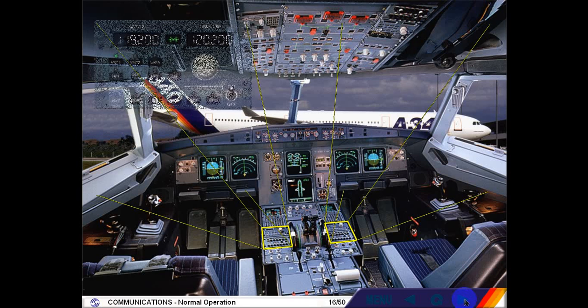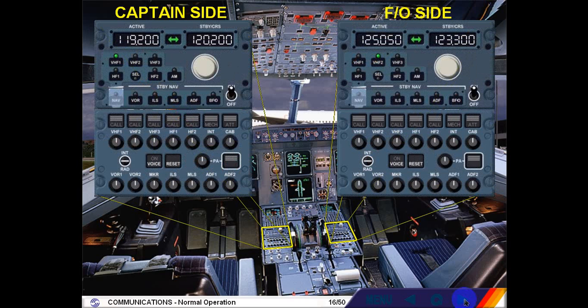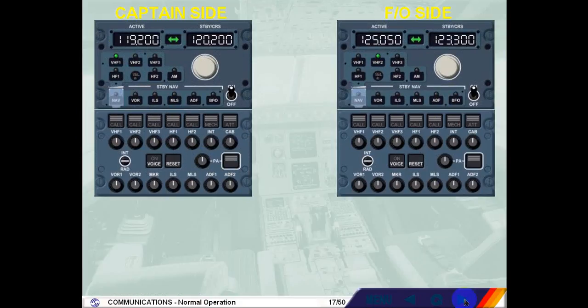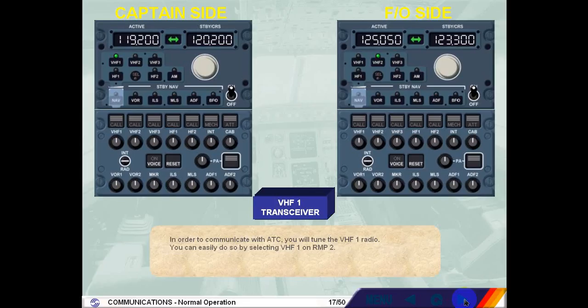In this exercise, you will be the first officer and the pilot non-flying. In order to communicate with ATC, you will tune the VHF-1 radio. You can easily do so by selecting VHF-1 on RMP2. Select VHF-1 on RMP2.